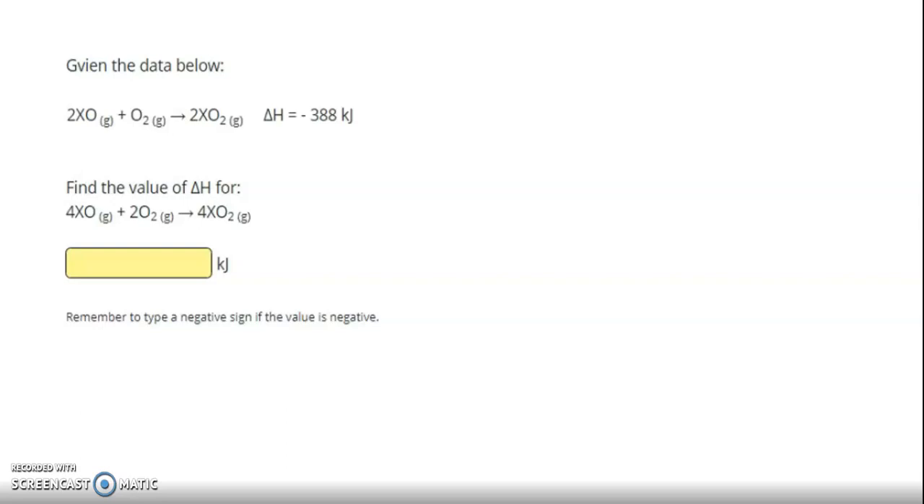This video is about the preparation problems for Hess's law. So we have an equation, we have a delta H, and we're trying to find the delta H for a slightly different equation. Well, there are three main rules we need to keep in mind when trying to figure out delta H using Hess's law.